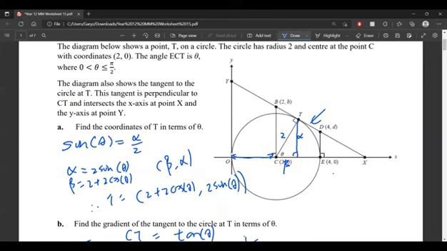And T is basically beta, alpha, with beta being the x coordinate and alpha being the y coordinate. So 2 plus 2 cosine theta and 2 sine theta. That's the coordinate of T.